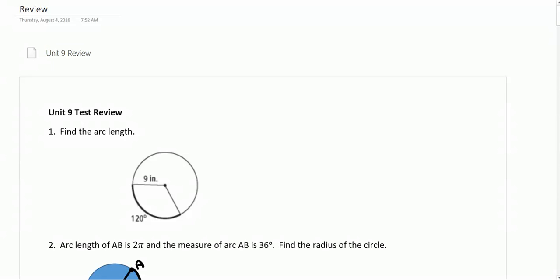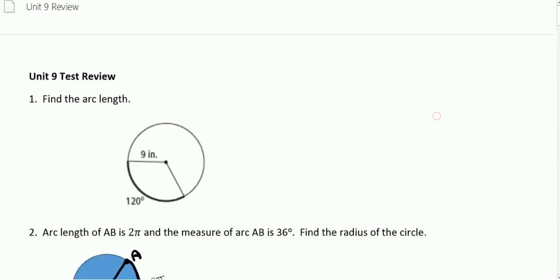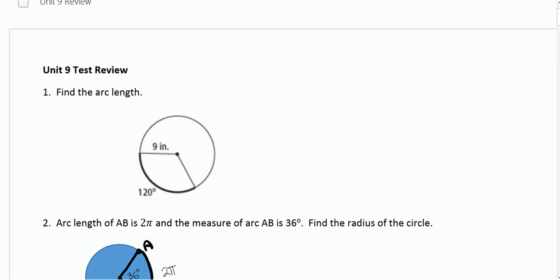This is the Unit 9 test review for Honors Math 2. And number 1, we're looking for the arc length of the circle. The measure of that arc is 120 degrees. The radius is 9 inches. And so we're looking for a fraction of the whole circumference.